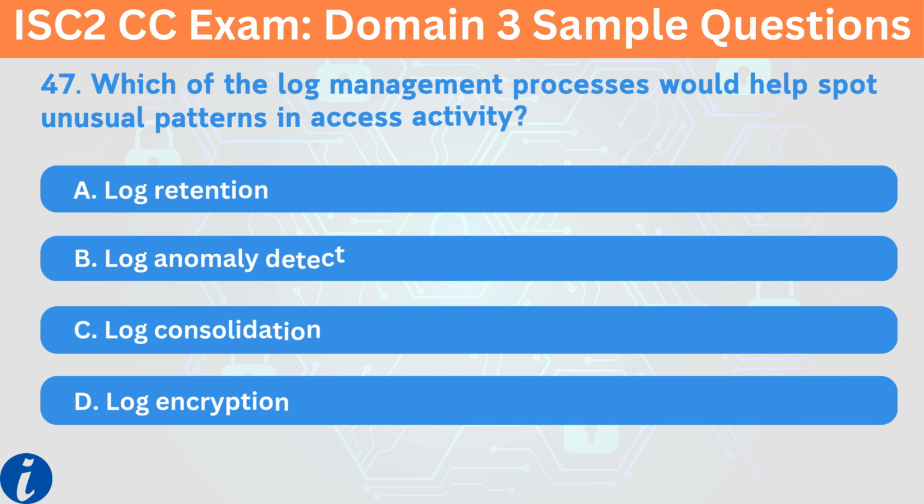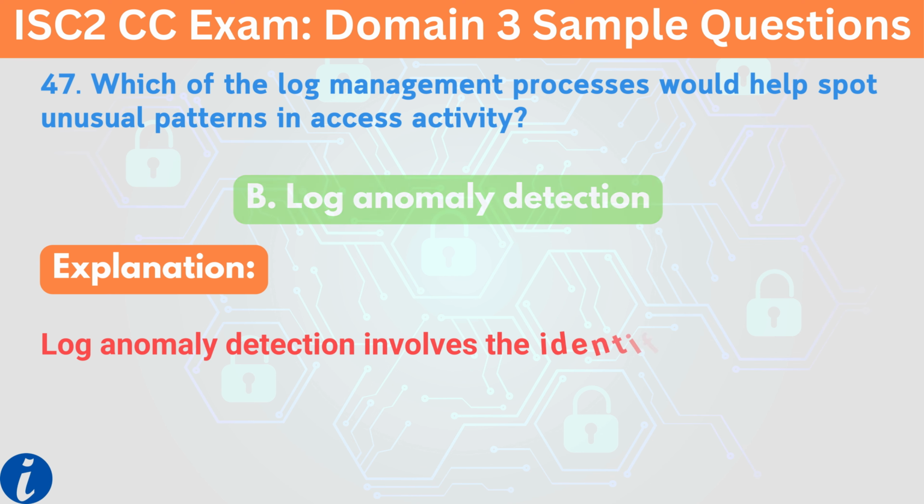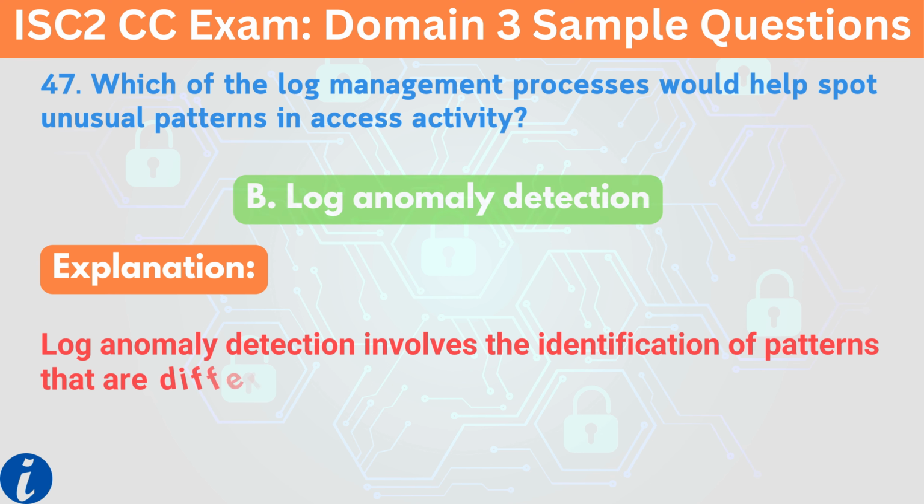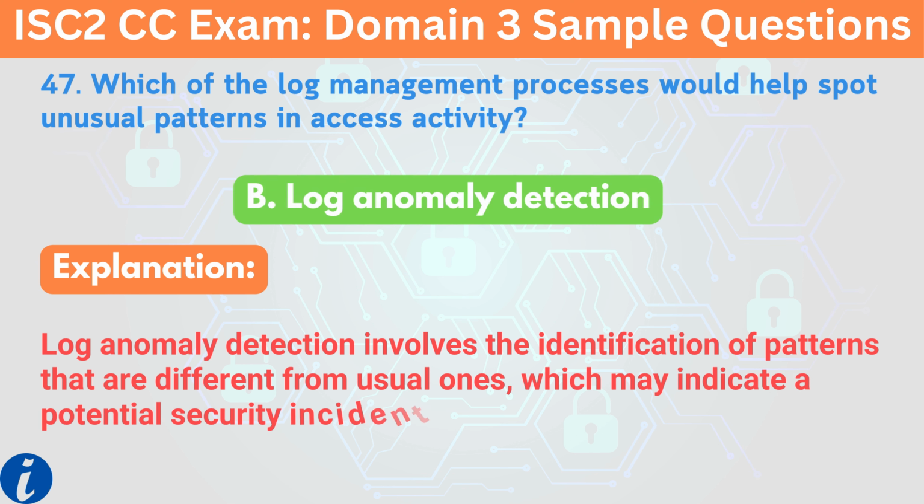47. Which of the log management processes would help spot unusual patterns in access activity? A. Log retention. B. Log anomaly detection. C. Log consolidation. D. Log encryption. The correct answer is B. Log anomaly detection. Explanation: log anomaly detection involves the identification of patterns that are different from usual ones, which may indicate a potential security incident.